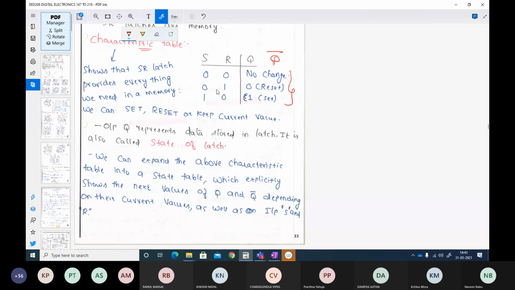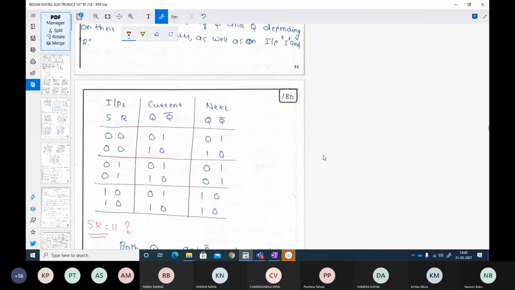If required, for a better understanding, you can expand this characteristic table into a state table, right? What do you mean by state table? A state table will give you all possible inputs that will include the previous state and the current state output. So this will give you the previous state and the current state output.